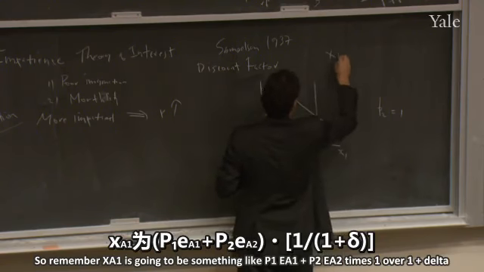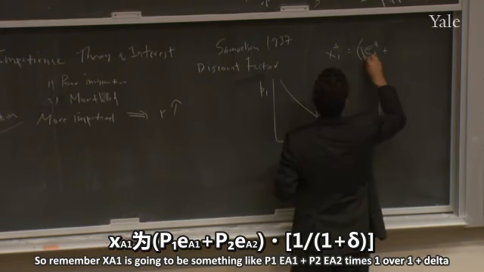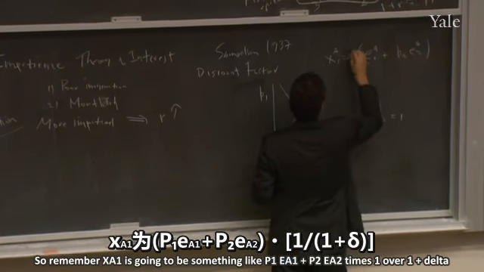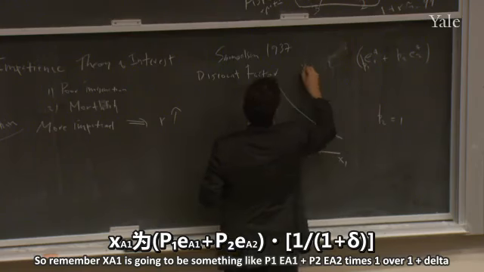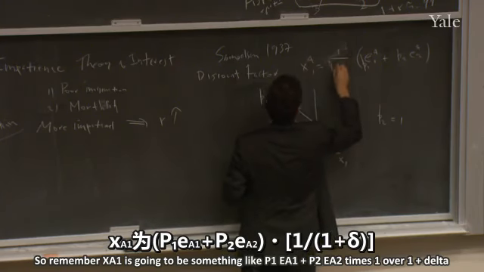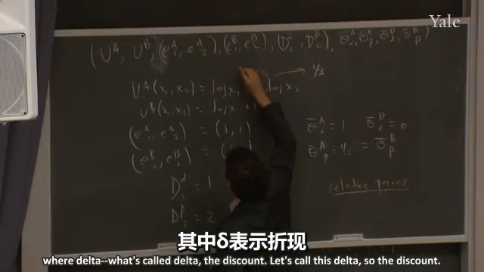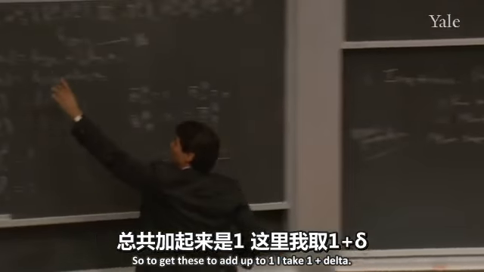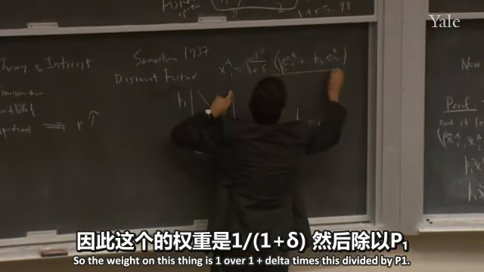So remember, X1,A is going to be something like P1 EA1 plus P2 EA2 times, sorry, let's make this better: XA1 equals 1 over 1 plus delta, where delta is what's called the discount. Let's call this delta. To get these weights to add up to 1, I take 1 plus delta, so the weight on this thing is 1 over 1 plus delta times this divided by P1.